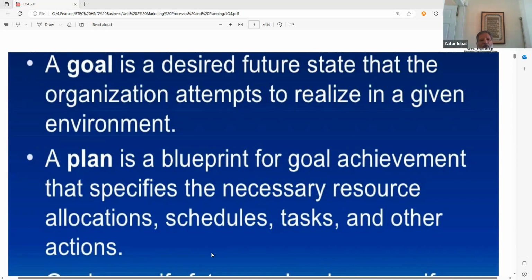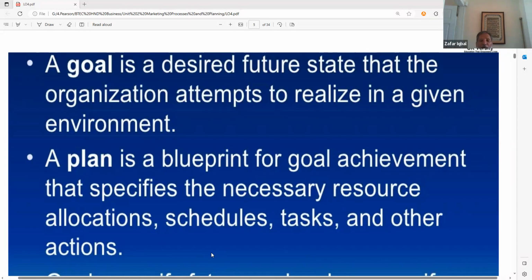As you know, the goal is a desired future state that the organization attempts to realize in a given environment. The goal is a broader word, directed at the future state. It's a broad term, so that the organization prepares in the longer term what it's going to do, where it's going to survive, how it's going to do it, and what the intended plans are.